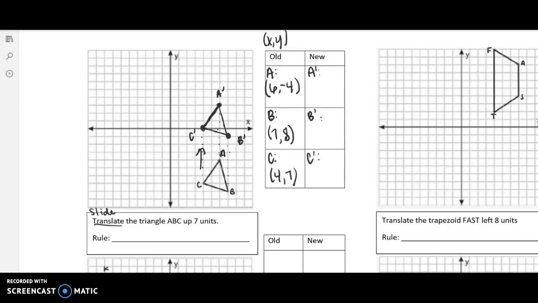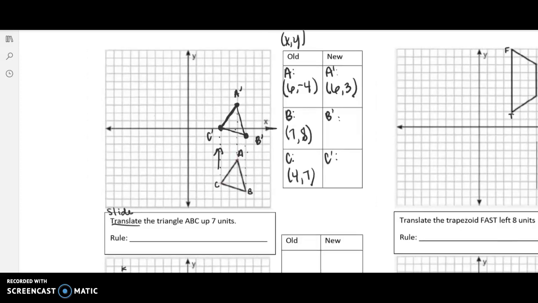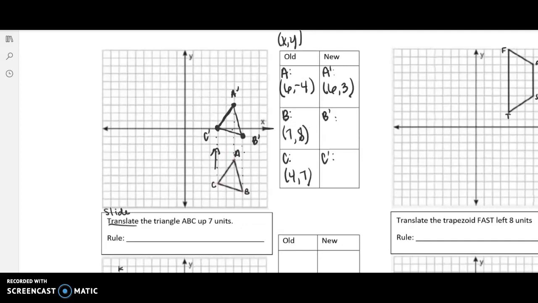So my new points for A prime, B prime, and C prime: I am at 1, 2, 3, 4, 5, 6. I go up now 1, 2, 3. So (6, 3). And you'll see my y value is now positive because I'm above my x-axis. B, 1, 2, 3, 4, 5, 6, 7. Down 1.